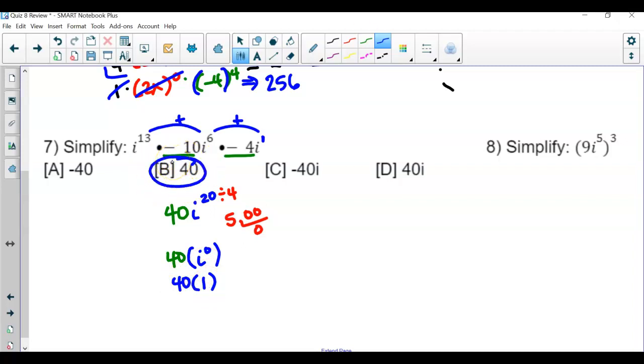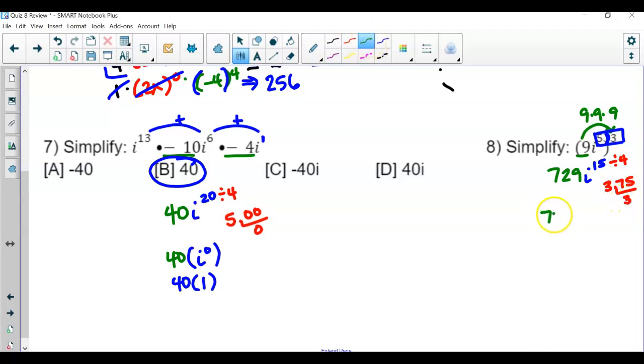Now in number 8, you are raising both the 9 and i to the 5th to the 3rd power. So 9 to the 3rd power, so that's 9 times 9 times 9. That will get you 729. Then now we have our power to a power. So remember, think like parentheses. Now I'm going to multiply. So 5 times 3 is 15. Now again, do the quarter method. When you divide by 4, you get 3.75, which is 3 quarters.